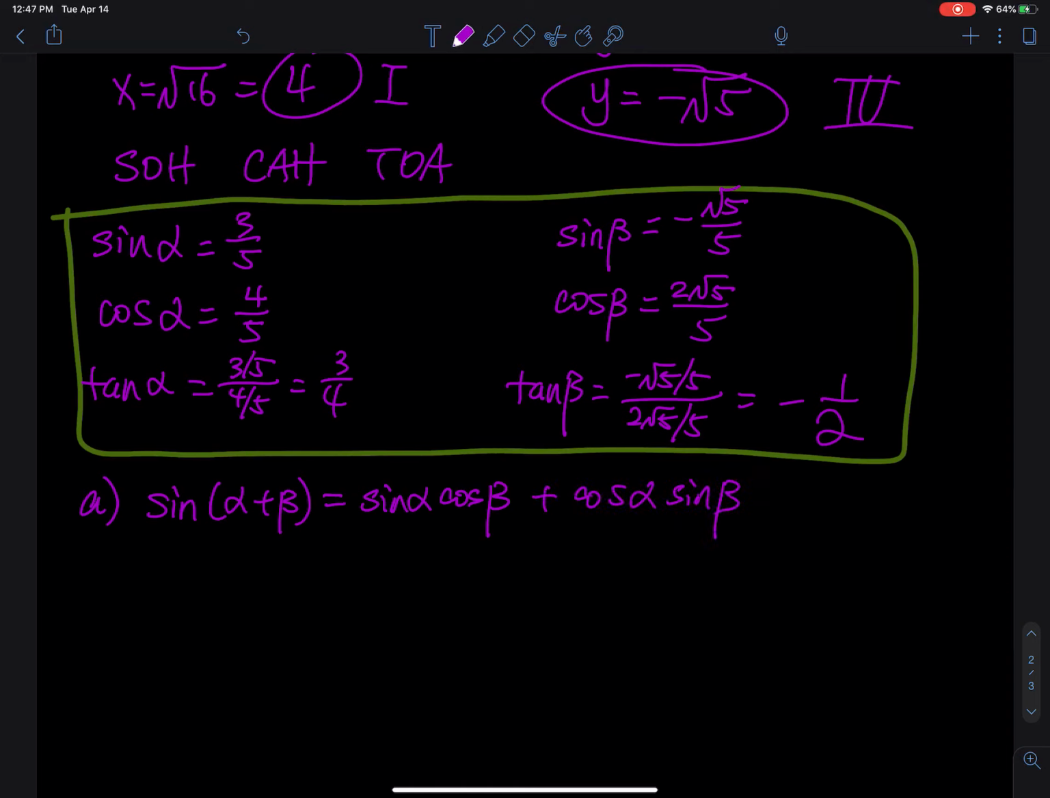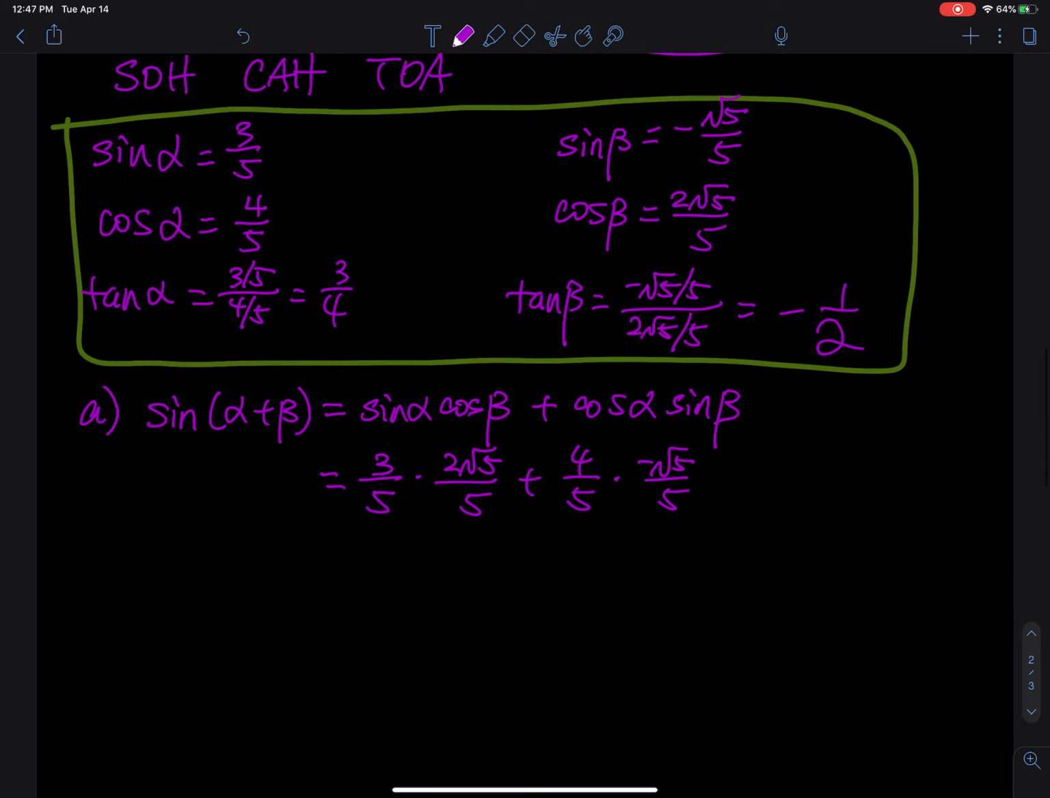And then all you have to do is plug in. So this is equal to 3 divided by 5 times 2 root 5 divided by 5 plus 4 over 5 times negative root 5 divided by 5. You get a common denominator. Perfect. So that is a 6, plus, it's not actually a plus, you have a negative. So that is 4 root 5 divided by 25. 6 minus 4 is equal to 2. That's it. This is your answer.